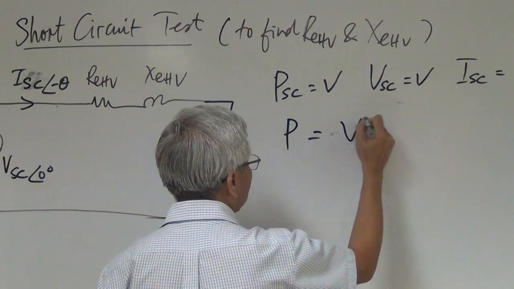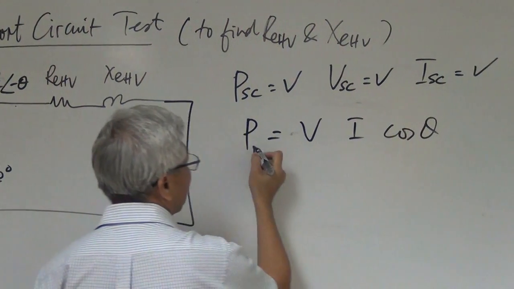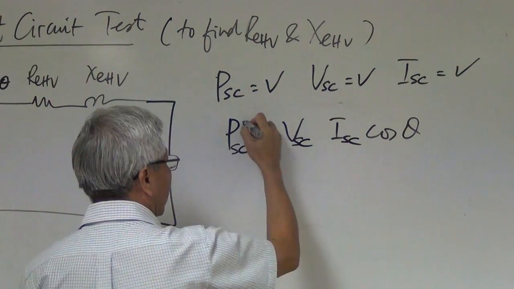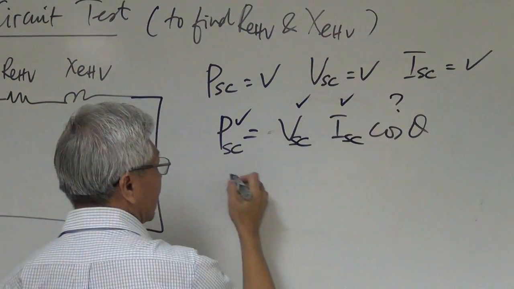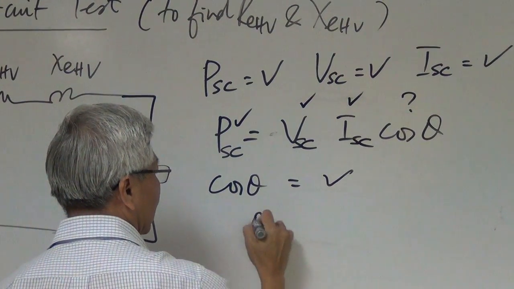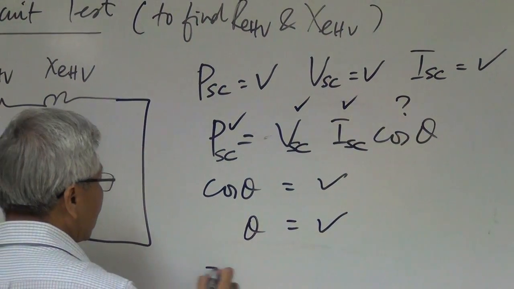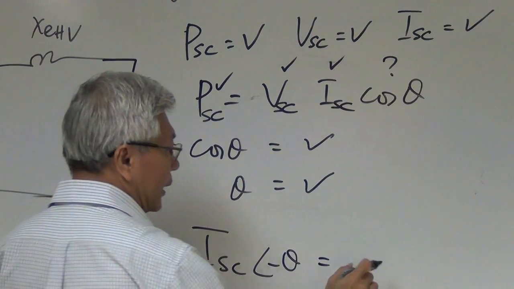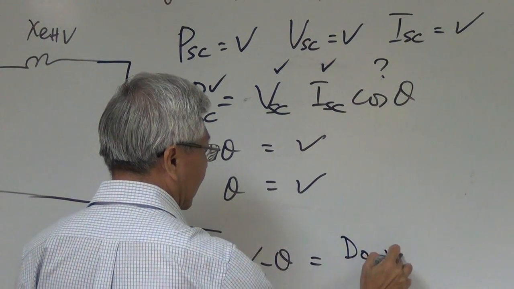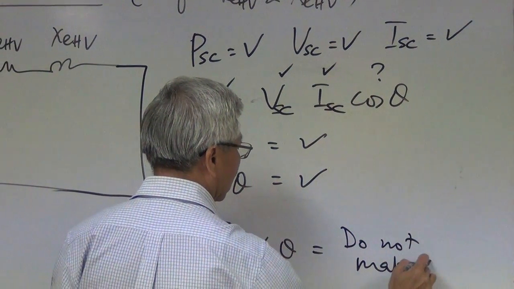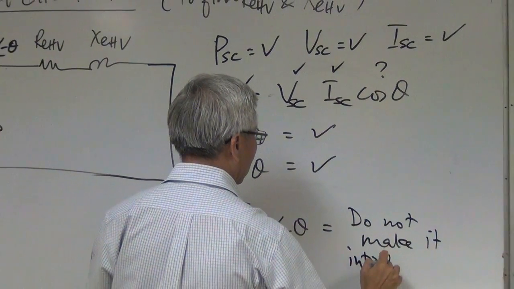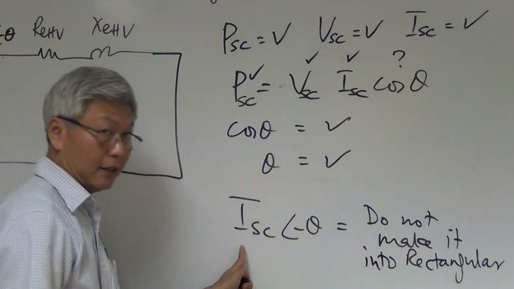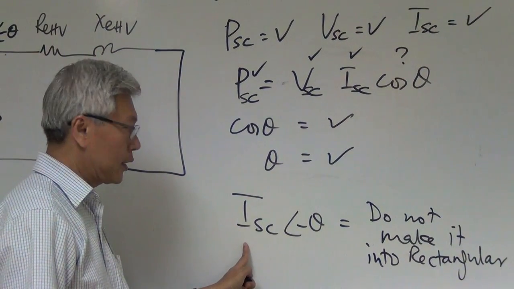Okay, let's start with the cosine theta method. P equal to VI cosine theta. Okay, PSC, short circuit power, short circuit voltage, short circuit current, and you have these three readings. You do not have cosine theta, so cosine theta can be found, and theta can be found. Right? Then you substitute the theta into the ammeter reading. Right? And do not make it into a rectangular number. And don't stop here. Again, that's the difference between the open circuit test and the short circuit test.